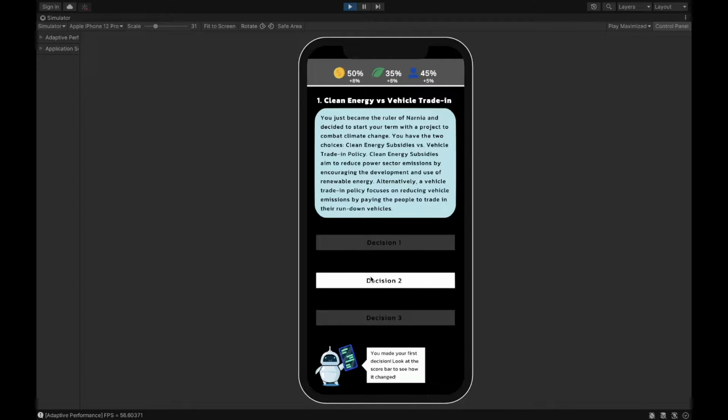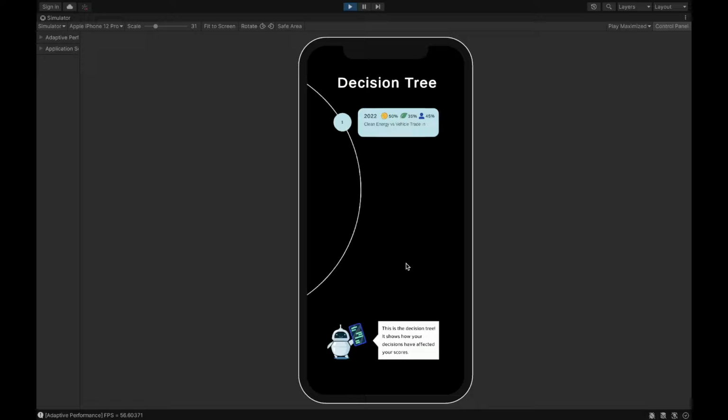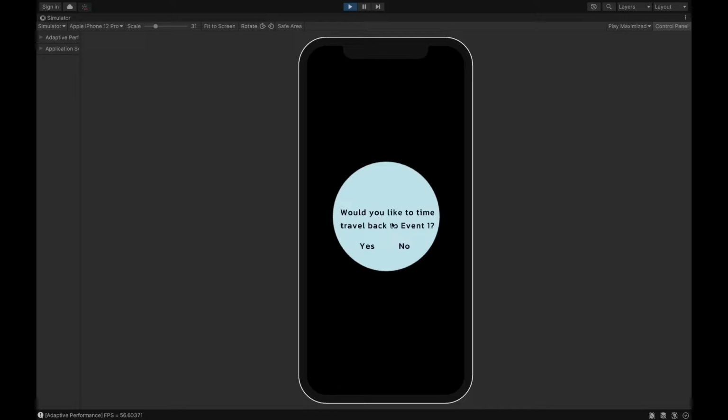And so the score bar changed at the top, so you can see the economic score went up by 8. The environmental score also went up by 8, and the societal score went up by 5. And so we can go ahead and continue. And now this is part of the tutorial regarding the decision tree, and it shows how your decisions have affected your scores. So if we continue, you'll notice that we have the ability to basically time travel and alter our past decisions. So if we click the decision box for the first one, would you like to time travel back to event 1?